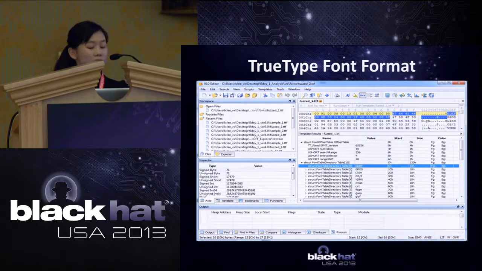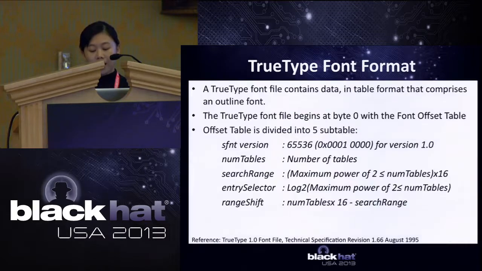And this is the screenshot of our binary template using the 010 Binary Editor. Before we develop our own TrueType font binary template, there are many things we need to understand, especially the structures of TrueType fonts. First of all, the TrueType font begins at byte 0 with the font offset table. And this table is divided into 5 subtables that are SFNT version, number of tables, search range, entry selector, and range shift.